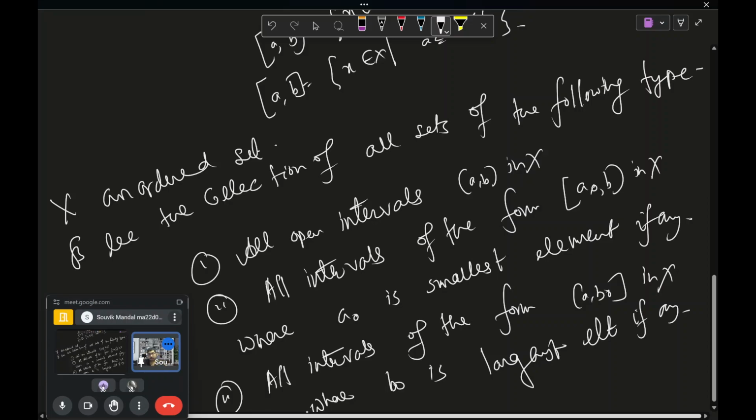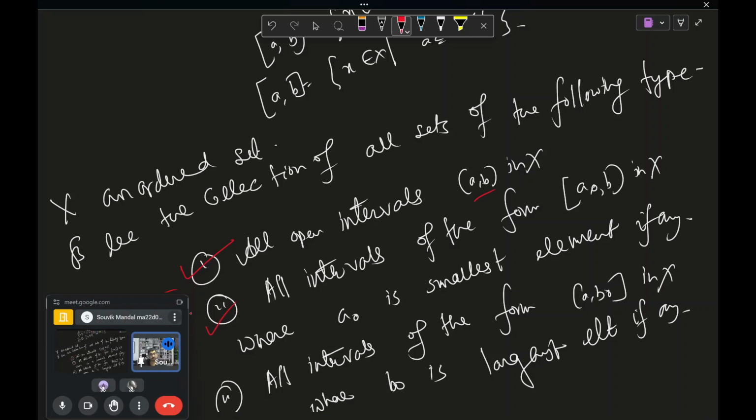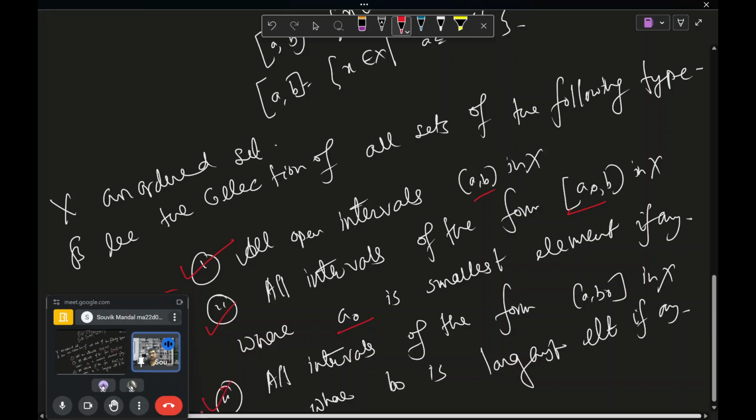So what we have is some ordered set X and we have beta, which is a collection of sets of the following type. Firstly, all possible open intervals. Secondly, all possible half closed intervals where the left side is closed a naught, for a naught the smallest element, if any. Here the words smallest element make sense because if X is an ordered set, there is a possibility of having a smallest element. Similarly, if it has a largest element, then all half open intervals of the form open a, closed b naught, where b naught is the largest element. So beta is the collection of all such possible sets.